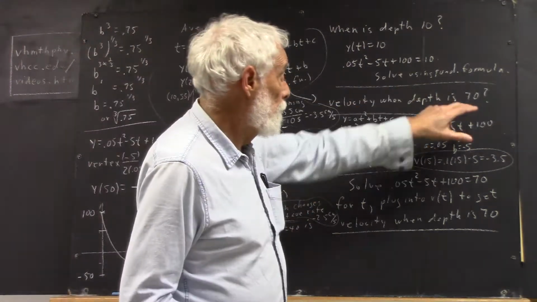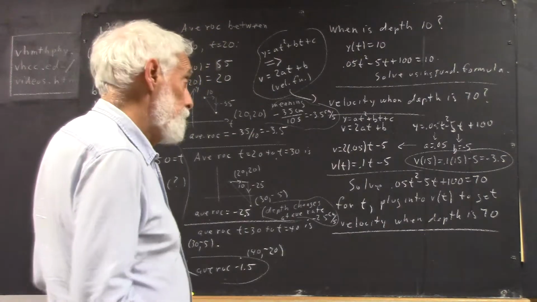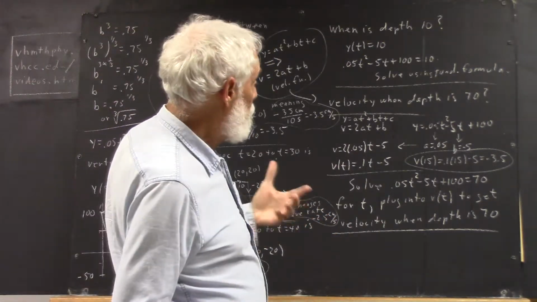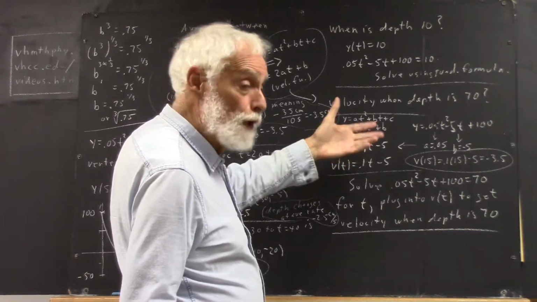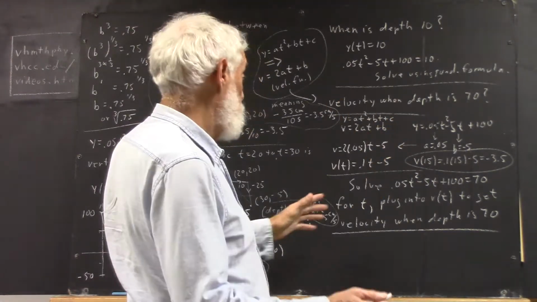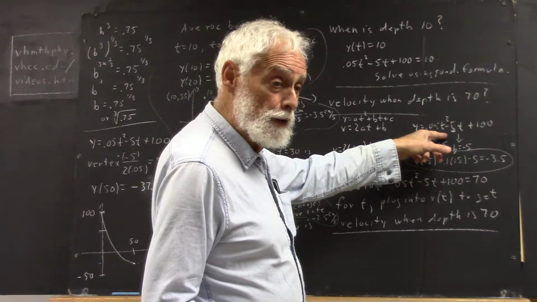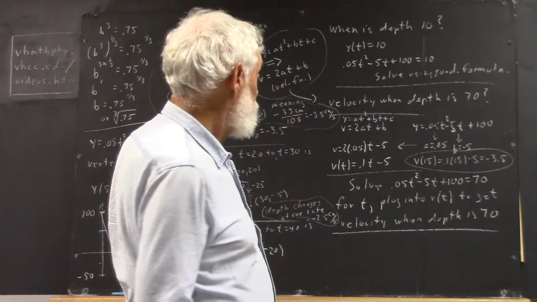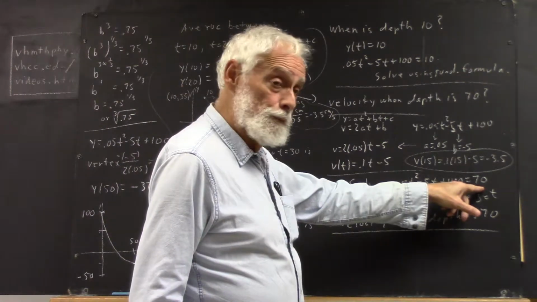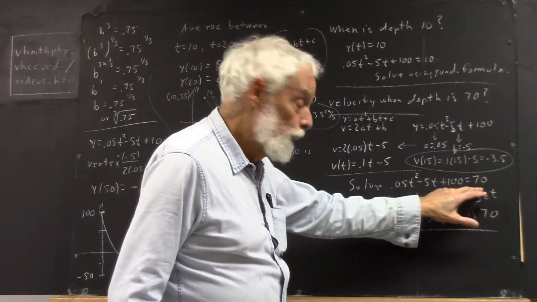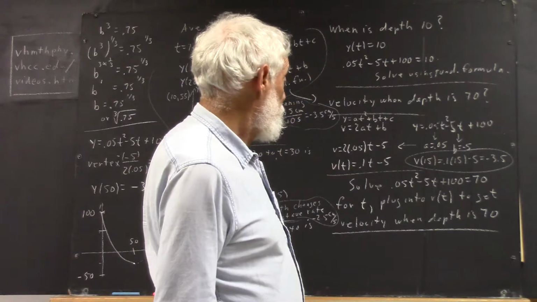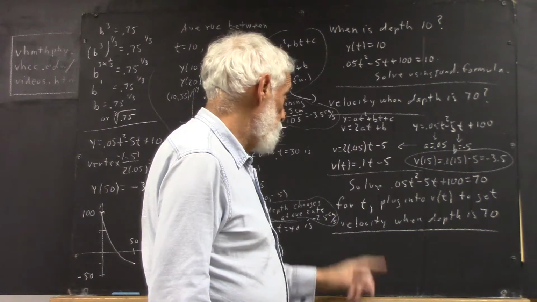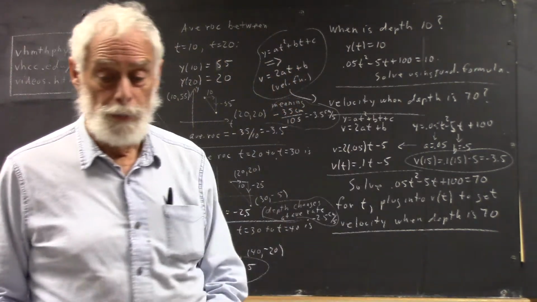Okay, what's the velocity when the depth is 70? How do we answer that question? We don't have a function that tells us the velocity when we know the depth. Well, what we do have is this function that'll tell us the time when we know the depth. So we can find the time when the depth is 70 by solving this equation for t. And then that gives us a t to plug into the v of t function to get the velocity when the depth is 70.